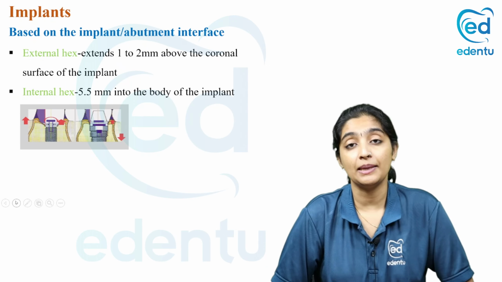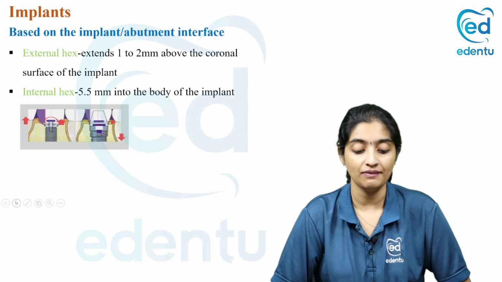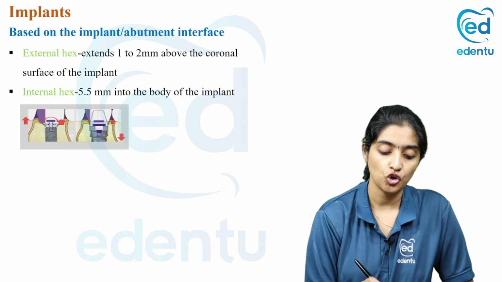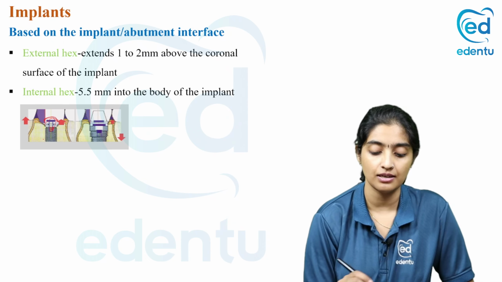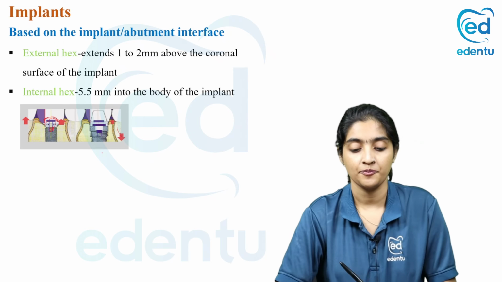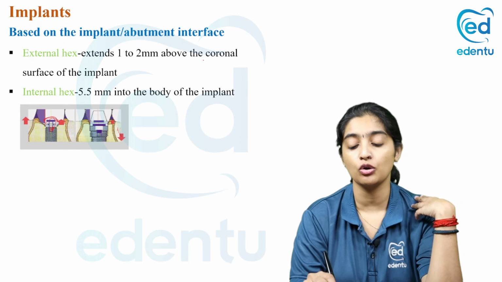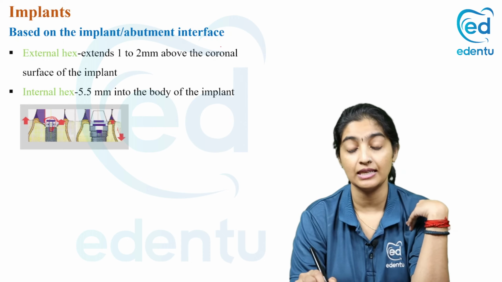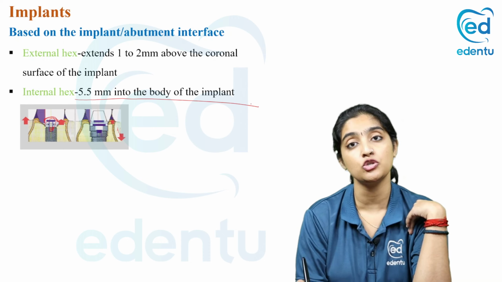Now coming to the implant abutment interface, you have external hex and you have internal hex. That is, the joining is either inside or outside. So here it is external hex, the other one is internal hex. External hex extends 1 to 2 mm above the coronal surface of the implant, whereas in internal hex it's about 5 to 5.5 millimeter into the body of the implant.